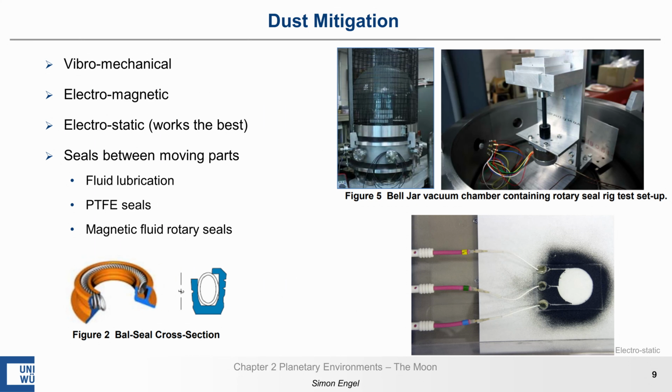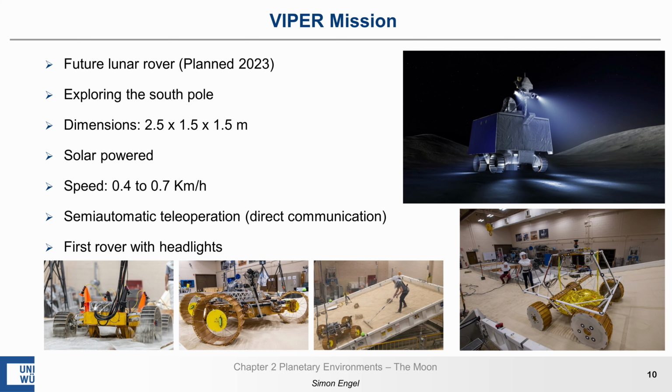This material has actually similar properties to the real lunar dust. In this particular test, the researchers observed minimal wear on the part, but most importantly, none of the simulant material could make it past the seal. Another interesting solution are so-called magnetic fluid rotary seals. These are seals where the sealant is a ferromagnetic fluid that gets held in place by magnets, and therefore cannot leak out into space. But let's get back to rovers on the moon.